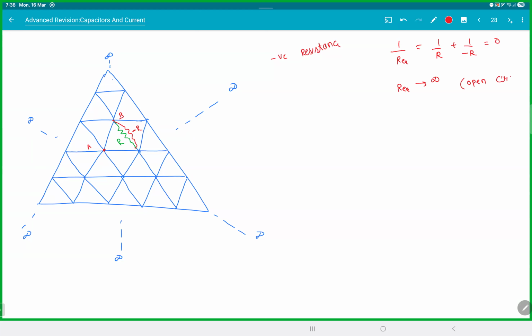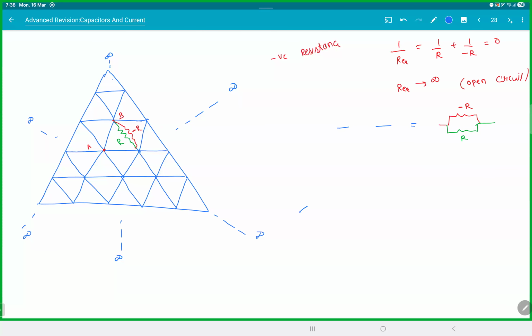So the idea here is whenever you have one branch missing and you can make it symmetrical, you can introduce a negative resistance. Yeah, it doesn't physically make sense, but mathematics doesn't care what you're talking about. Yeah, it works like this.